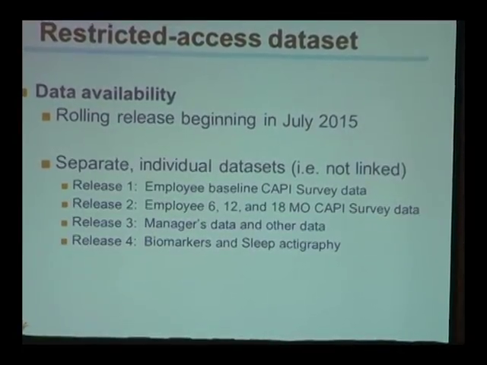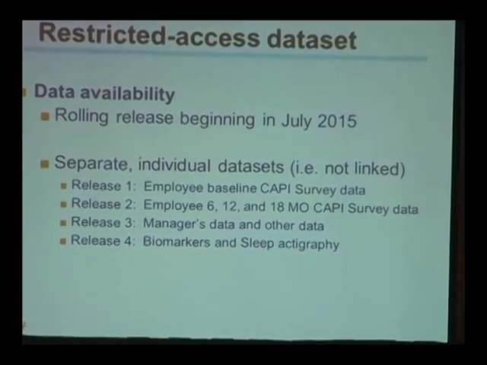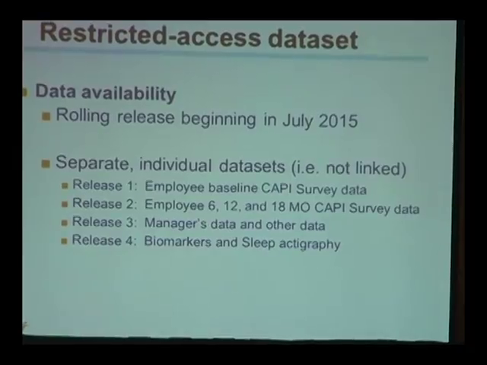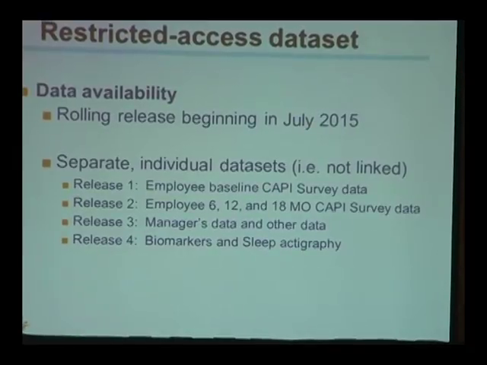And finally, I want to end with our data availability. We've talked about this already. The public use data set should be available by June 2015. We're going to follow that up with our first release, which will include all the employee baseline CAPI survey data by July 2015.